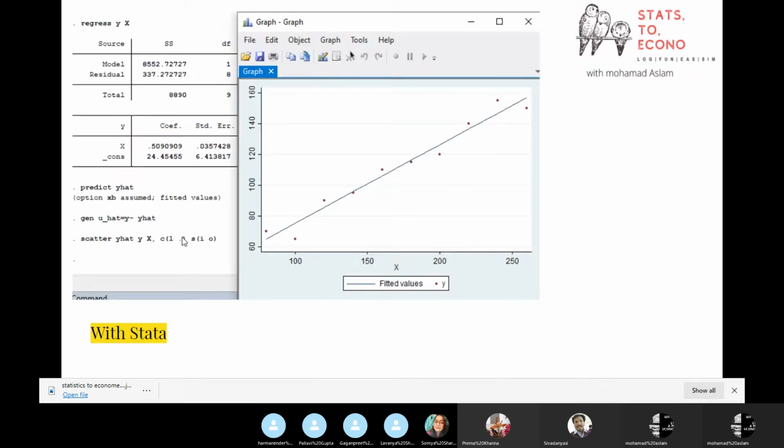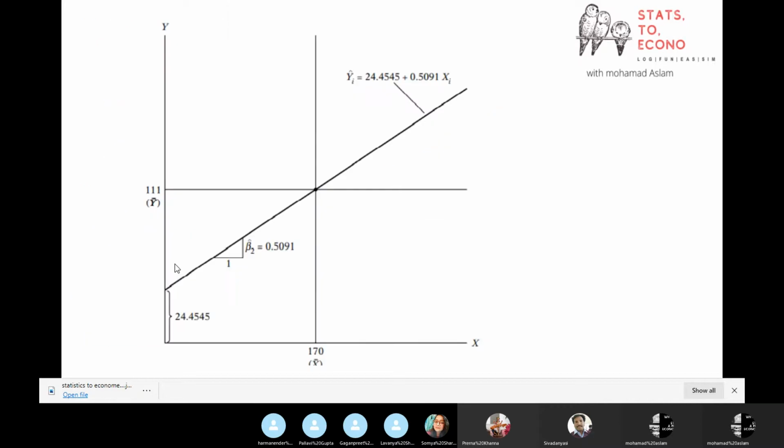And if you do the same thing with regression in Stata, it automatically gives you the coefficients. Now you can match these coefficients. Stata and the manual calculation are both giving the same result, and this is the regression line we have. Then this is the bivariate regression analysis.